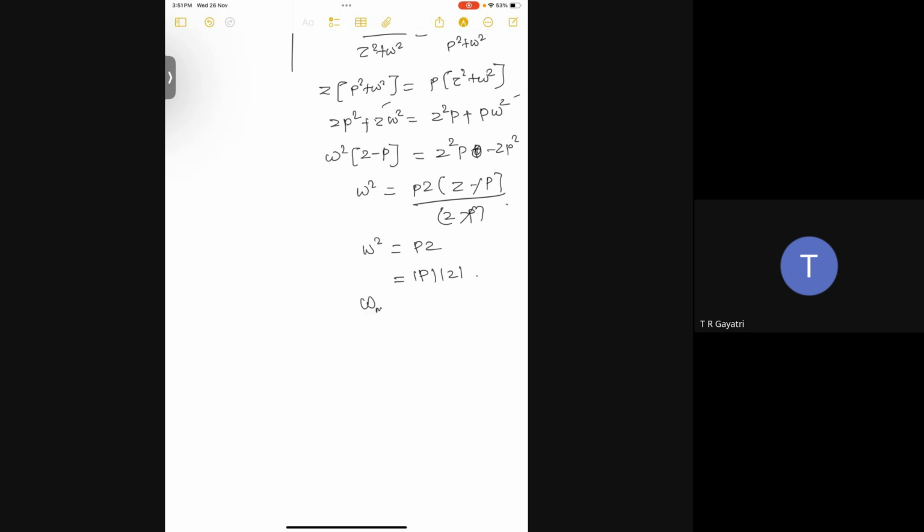So omega max, that's what we are asking, because we have equated the derivative to zero earlier, gives us the maxima. That will give you root of pz. So if this is in the option, then that is the correct option.